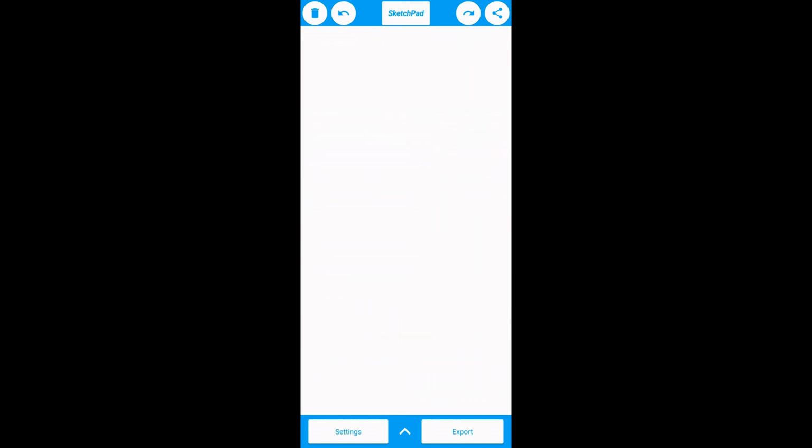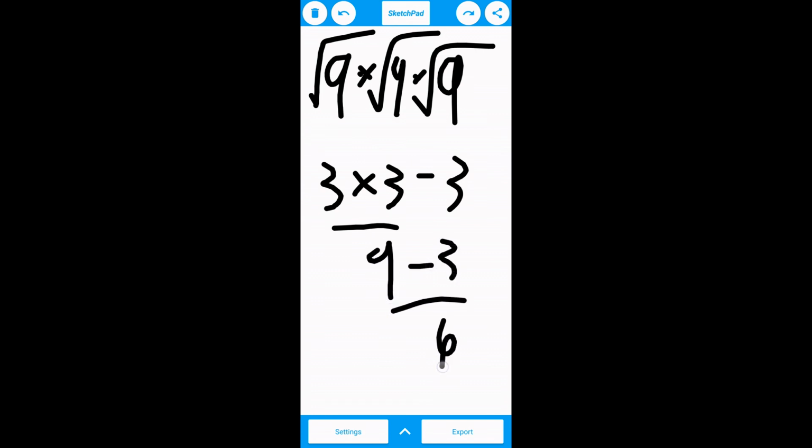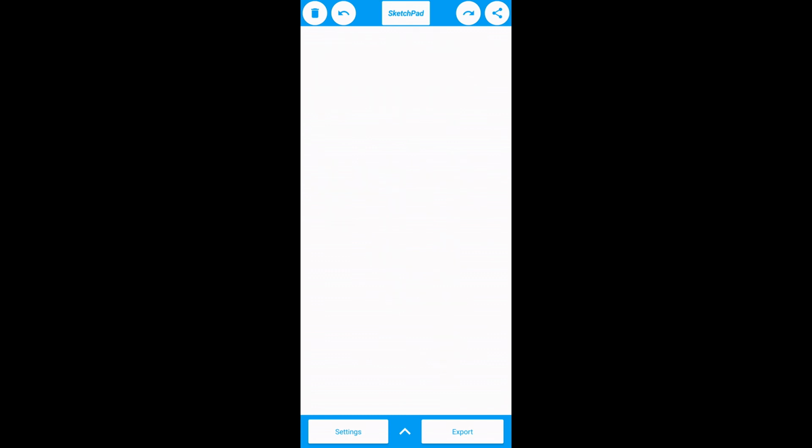What about 9? Now you have 9, 9, and 9. Square rooted, square rooted, square rooted gives you 3, 3, 3, and then of course you multiply, so it's 3 times 3 minus 3. 9 minus 3 is 6.